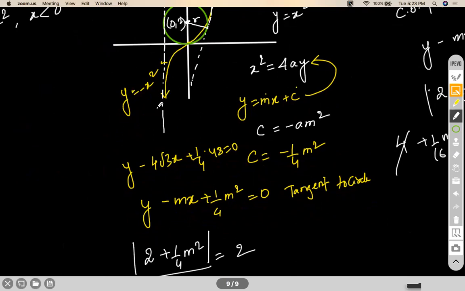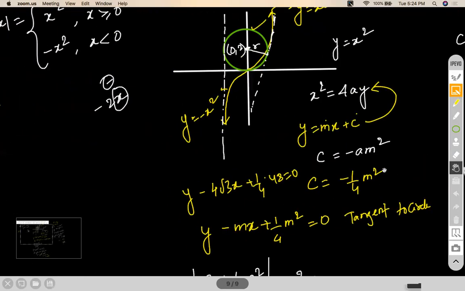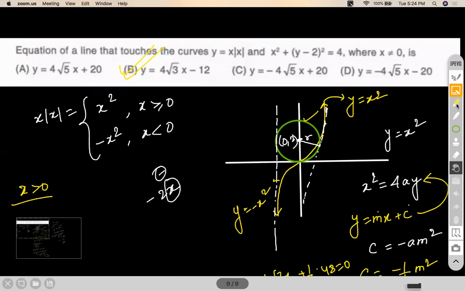Yes, in the third quadrant, if I am making any tangent, it has to have a positive slope. Why? Because dy by dx is minus 2x and you are in the third quadrant, so your x is a negative quantity. So your slope has to be positive. So you cannot have minus 4 root 5. So whichever option says minus 4 root 5, that anyways would be ruled out. So C and D will be ruled out, but I have some hope with A.